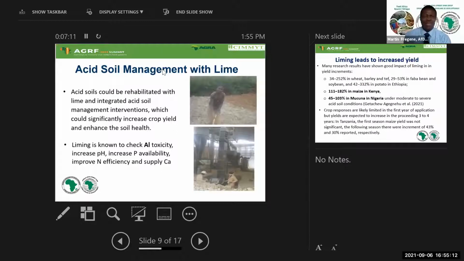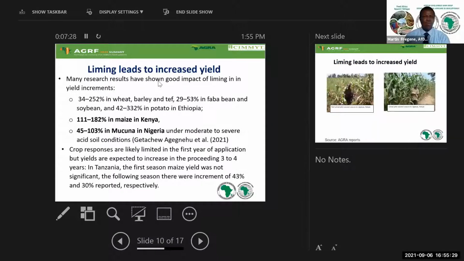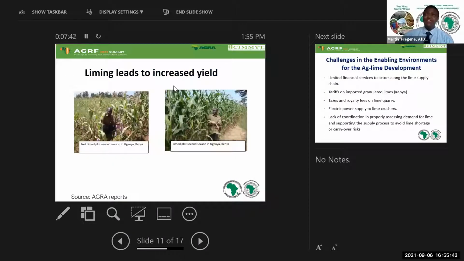Over here in Africa, it has been demonstrated that with some lime, and also proper use of fertilizer, you can actually increase crop production in the savannas. Here's some data on wheat and barley and teff from Ethiopia. I will leave this because I know Dr. Getachew will talk more and more about this in his presentation. But liming indeed leads to increased yields.